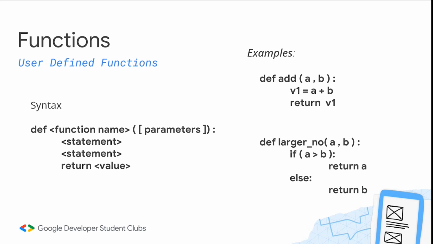Another example is conditional statements, if and else, inside a function, where it takes in two parameters, A and B. If A is greater than B, it returns A, else it returns B. So it returns the larger number.